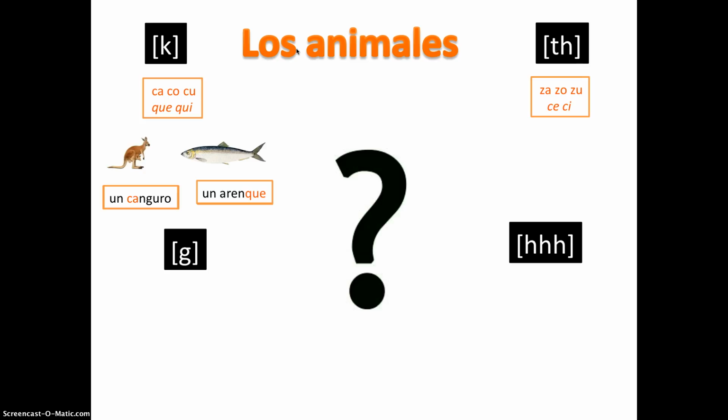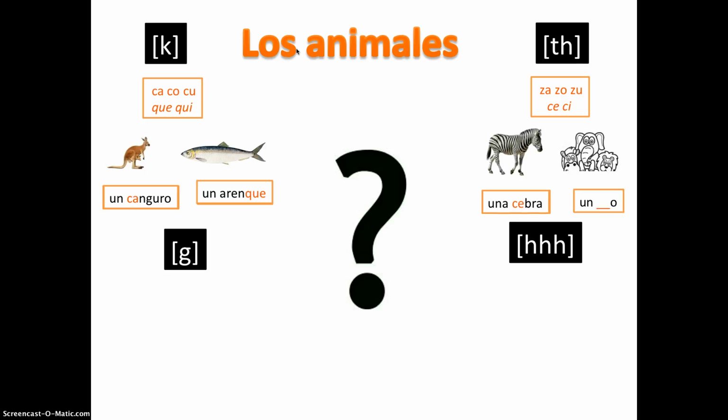Okay, with the th combination then, same happens. The default is the Z, but if it's an E or an I, we change it to C, CE and CI. But they all say tha, tho, thu, the and thi. It's always the th sound. And we have 2 examples, okay? So we have una cebra. How's the spelling going to be there? Yes, CE, una cebra. And for the zoo, un zoo. Yes, this time it's going to be a Z, so un zoo.